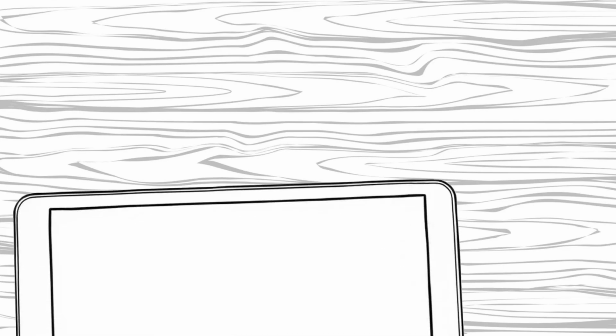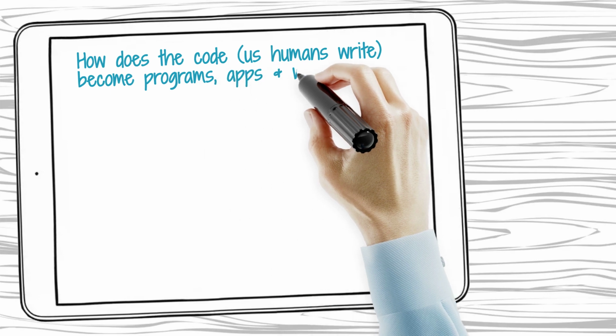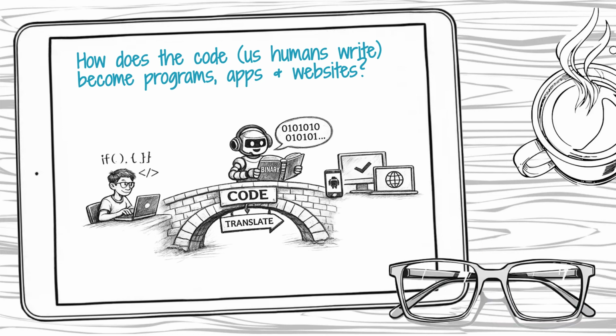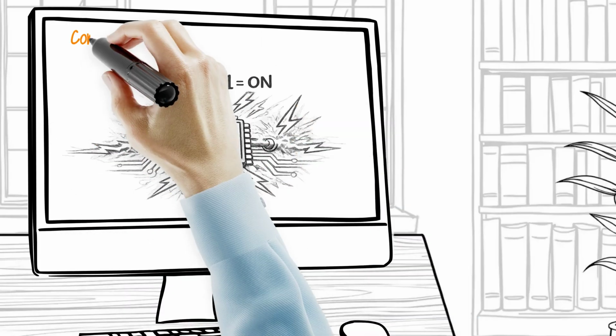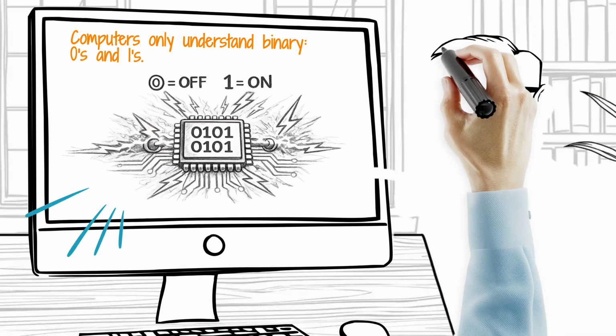How does the code we write as humans get translated into commands that run inside applications, like computers, mobile apps, and websites? Everything a computer does starts with electricity. At the lowest level, computers only understand binary, zeros and ones. These are simply electrical signals, on or off.